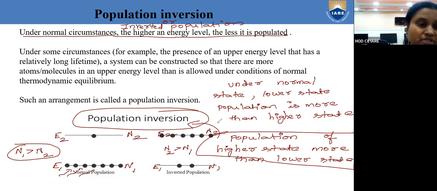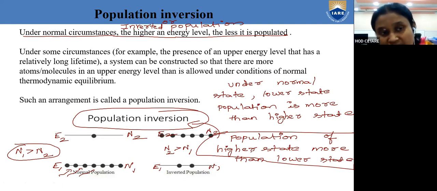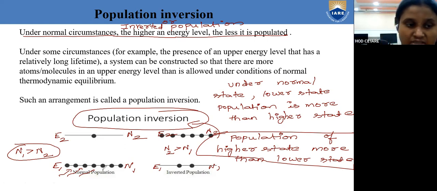So what is the definition you will take for population inversion? Under normal state, lower state population is more than higher state, but by some means, if you are able to make population of higher state more than lower state, that condition is called population inversion. Take these two figures in order to understand it. Then we'll go for the next definition.